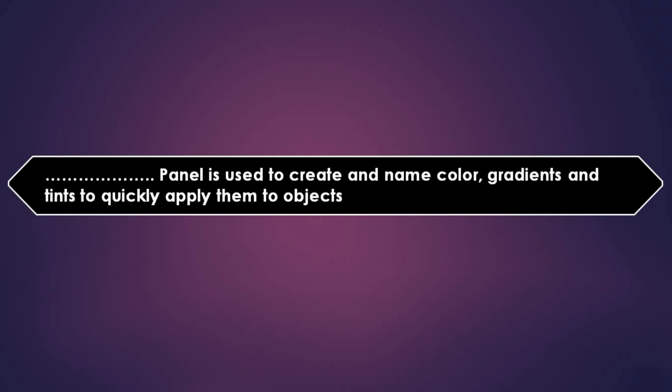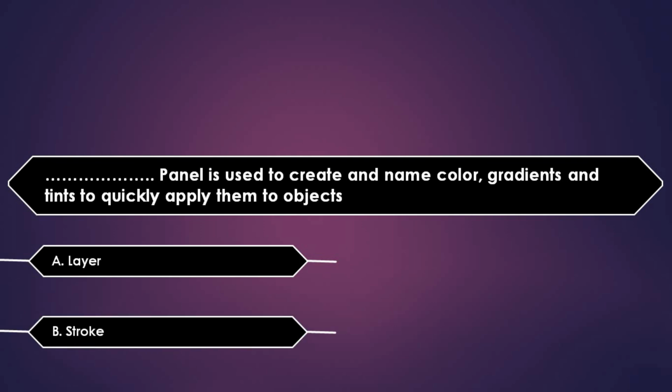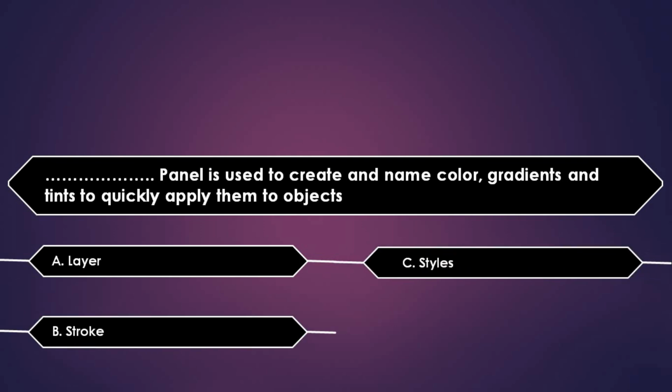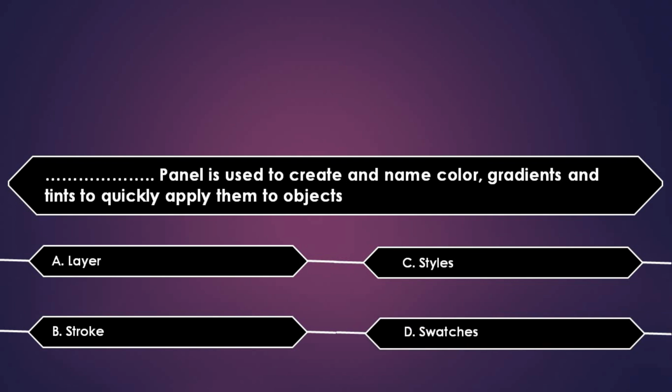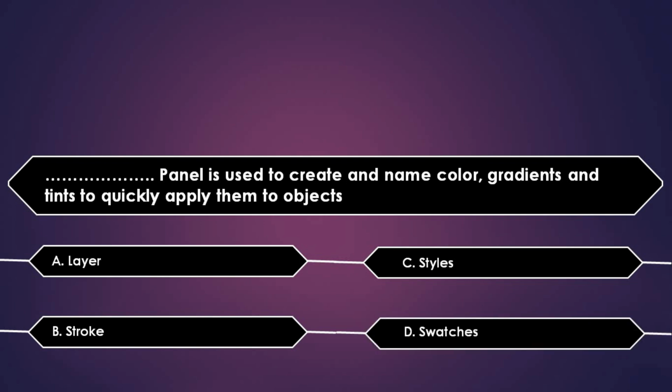Dash panel is used to create and name color, gradients and tints to quickly apply them to objects. A. Layer, B. Stroke, C. Styles and D. Swatches. The right answer will be Swatches. Swatches panel is used to create and name color, gradients and tints.